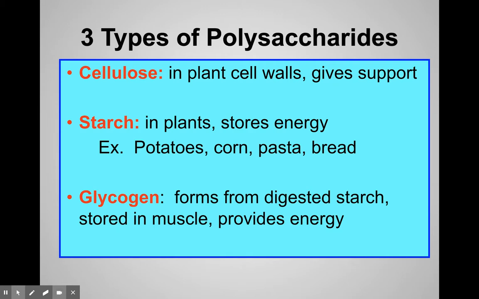That's why a lot of times, before you exercise or go for a run, people will say load up on carbs, right? Because those store energy. Glycogen forms from digested starch, and it is stored in muscle and provides energy. So that ties in with eating things like starch before you work out, because it stores up in muscles and provides energy for the body.